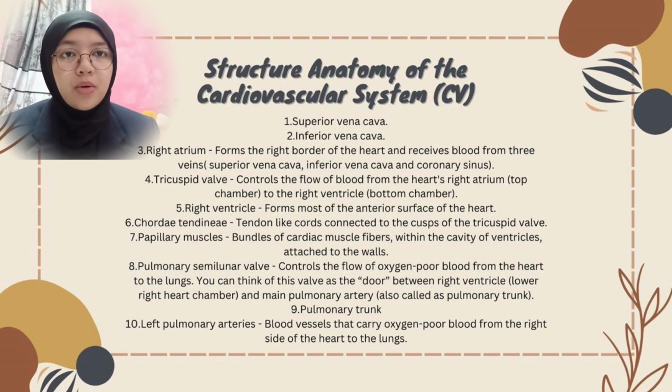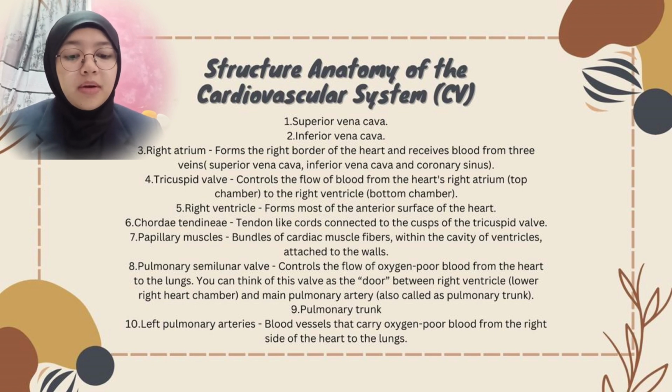It controls the flow of the blood from the heart's right atrium, top chamber, to the right ventricle, bottom chamber. Number 5 is right ventricle. It forms most of the anterior surface of the heart. Number 6 is chordae tendineae, tendon-like cords connected to the cusps of the tricuspid valve. Number 7 is papillary muscles, bundles of cardiac muscle fibers within the cavity of ventricles attached to the walls.